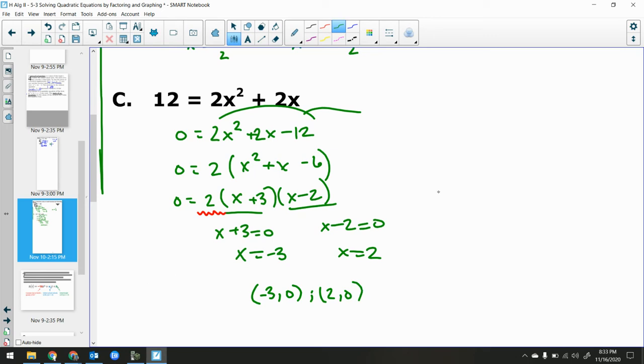Okay, so that's really why we factor. We factor so that we can find the roots of the equation. Okay, that's really the why behind everything that we've been doing.